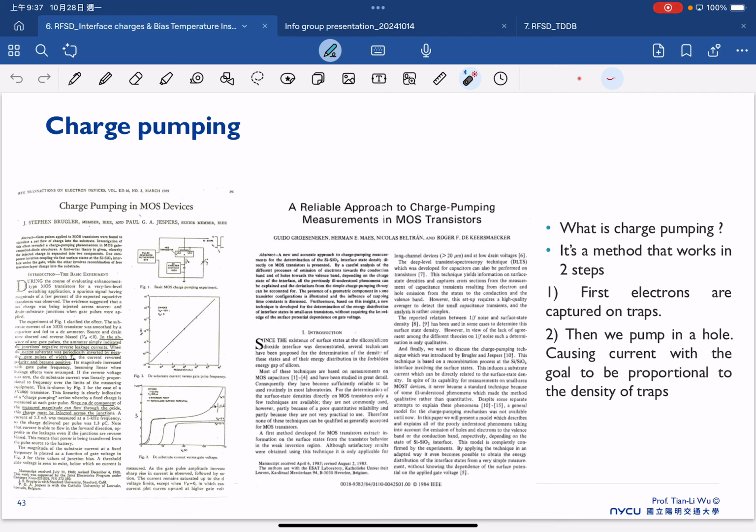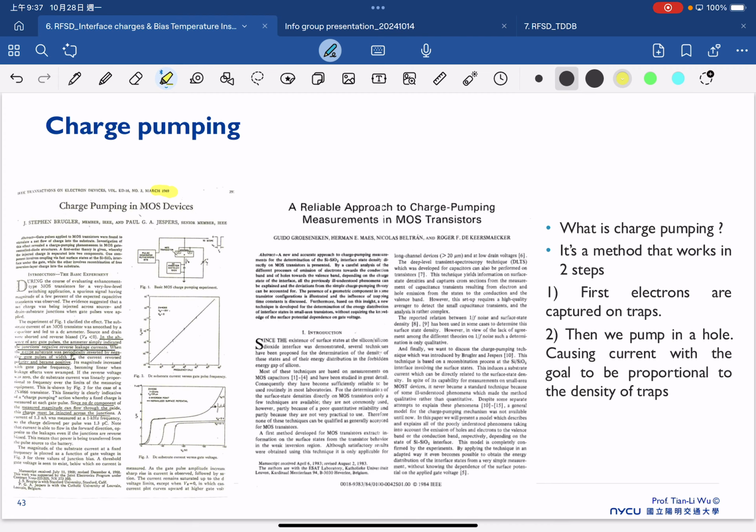On the left hand side you can see the first paper we mainly discuss, related to charge pumping in the MOS device. Just for your reference, the first knowledge we have of someone trying to use charge pumping was a paper published in 1969. That was a long time ago, but that was the first concept proposed and then verified at that moment.